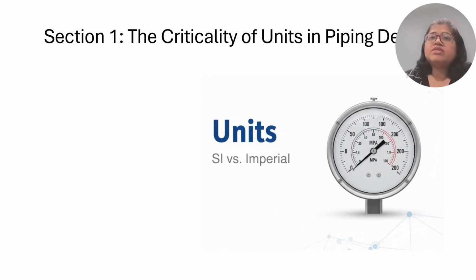So let us start with units. Sounds basic, right? But the consistent and correct application of units is paramount. A simple error in units can lead to catastrophic failures. Remember the Mars Climate Orbiter, a unit conversion error costing hundreds of millions of dollars and a mission. In piping, it can mean a ruptured pipe, a dangerous leak, or worse.